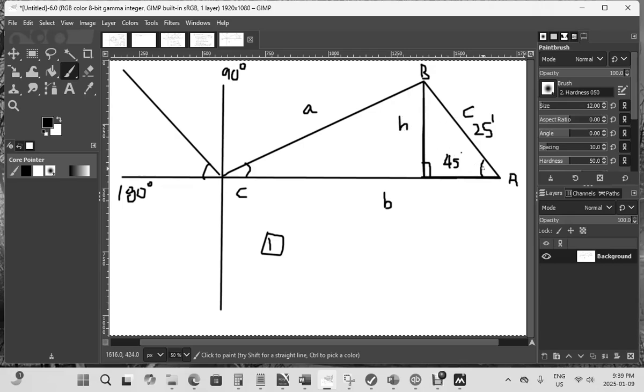Angle A has been given for us. Let's say the angle is 45 degrees. So what we need to figure out is X. This is the unknown that we're solving for. This is the unknown side. So we know that sine A equals opposite over hypotenuse, so H over C.